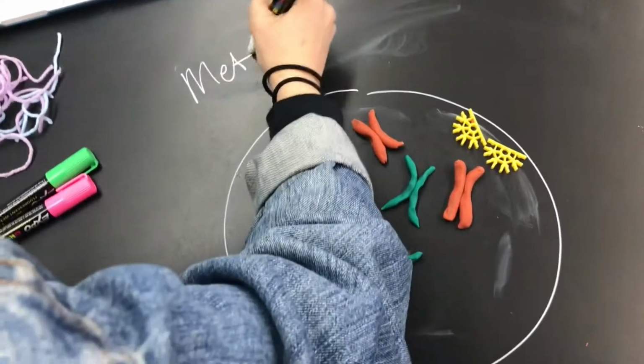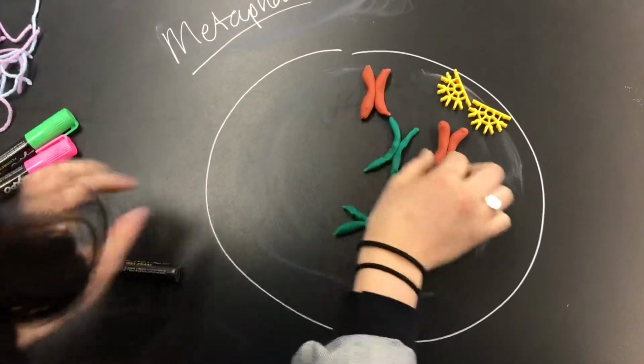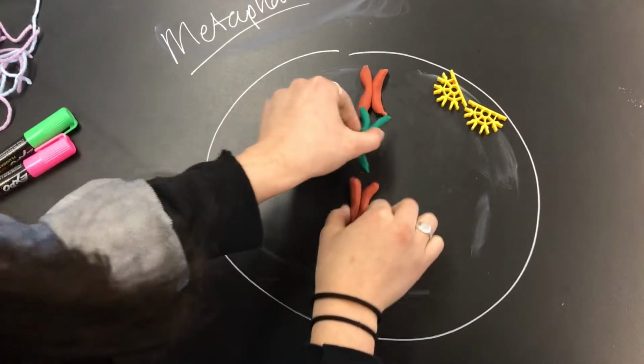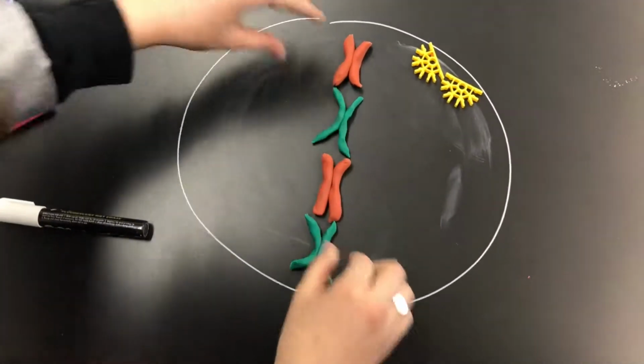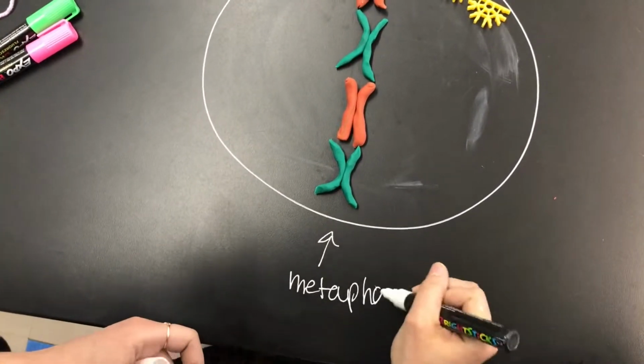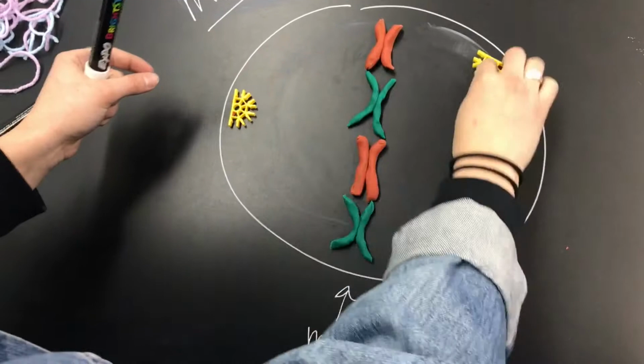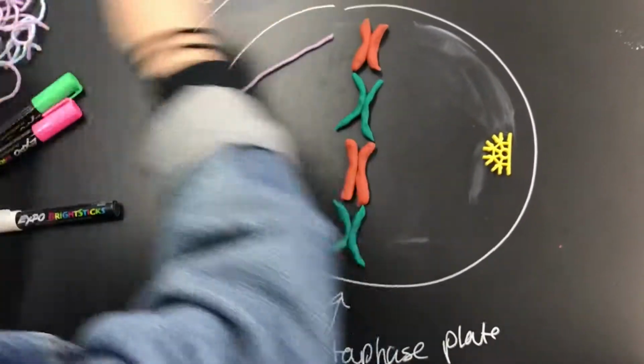The next stage pictured is metaphase. In metaphase, the mitotic spindle has fully formed. Centrosomes, again the little yellow things, have moved to opposite sides of the cell with spindle fibers throughout. They're called centrioles in animal cells, but since we're talking about human cells, we refer to them as centrosomes.